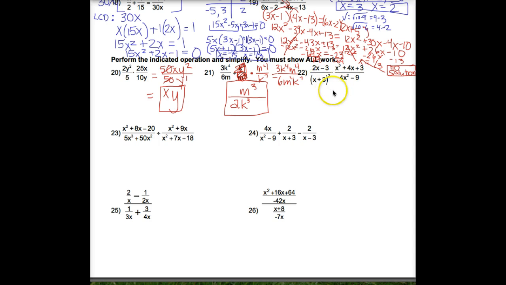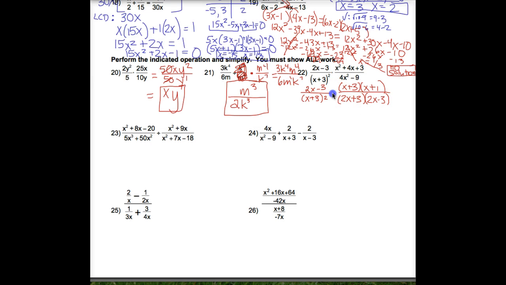22, I've got multiplication. I need to factor these. The left side, top doesn't factor and bottom is already factored. But the right side, that needs factored. So I'm going to recopy the left side. It's already as simplified as I can get it. But the right side, I need to write it in factored form. That top is x plus 3 times x plus 1. The bottom, 4x squared minus 9, that's a difference of squares. So 2x plus 3 times 2x minus 3.